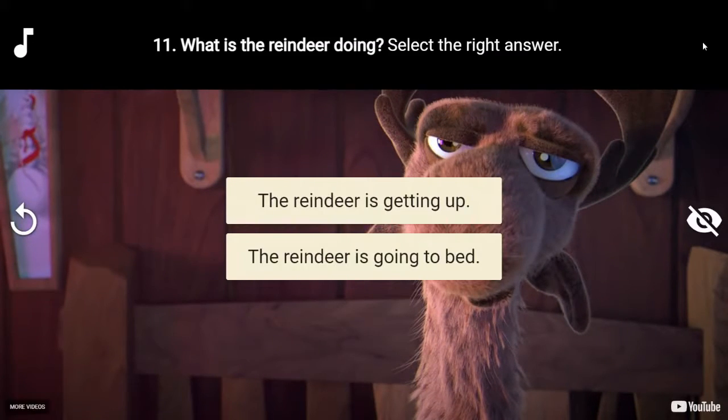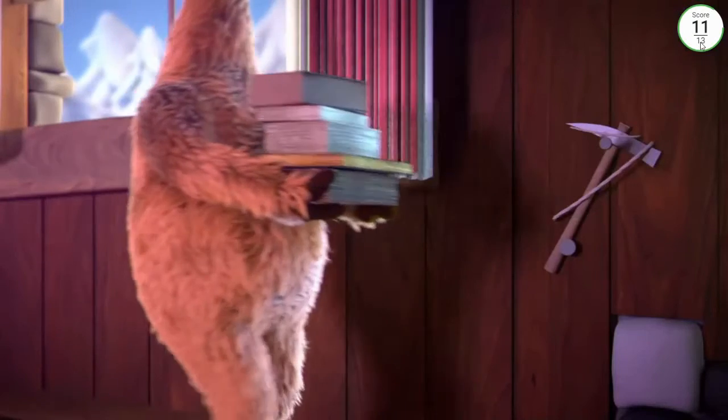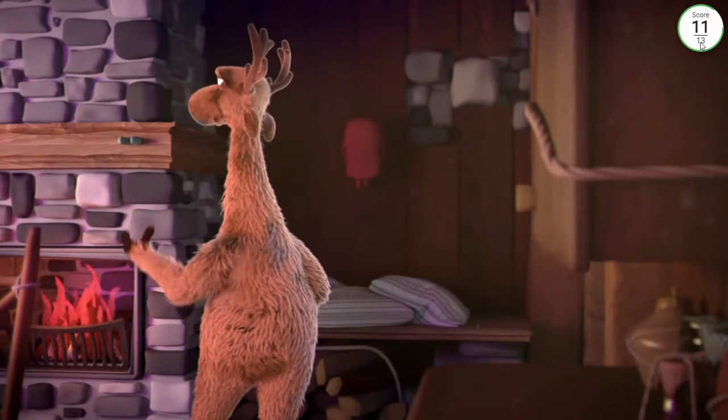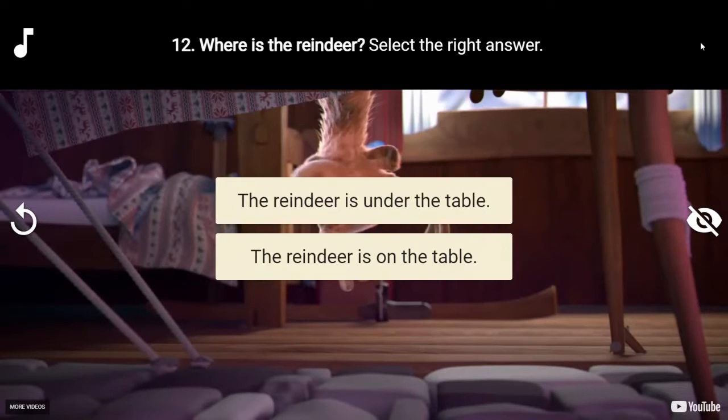Question 11. What is the reindeer doing? The reindeer is getting up. The reindeer is going to bed. 5, 4, 3, 2, 1. Yes, the reindeer is getting up. Question 12. Where is the reindeer? The reindeer is under the table. The reindeer is on the table. 5, 4, 3, 2, 1. Yes, the reindeer is on the table.